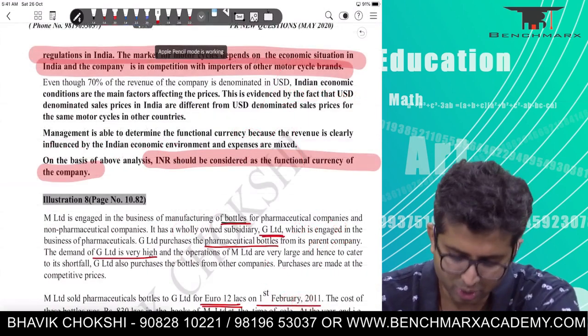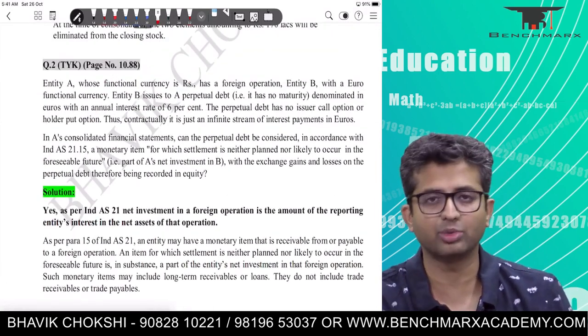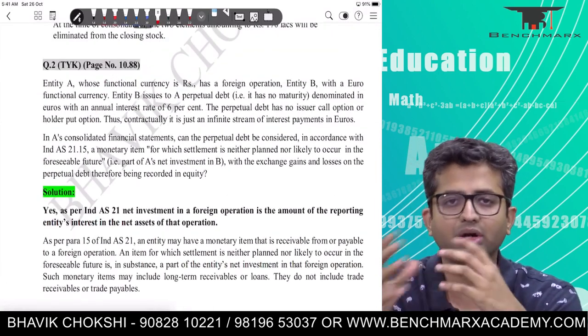Okay, next you go to the last illustration for foreign exchange. Now this is based on the concept of net investment in a foreign operation. So what does Ind AS mention?